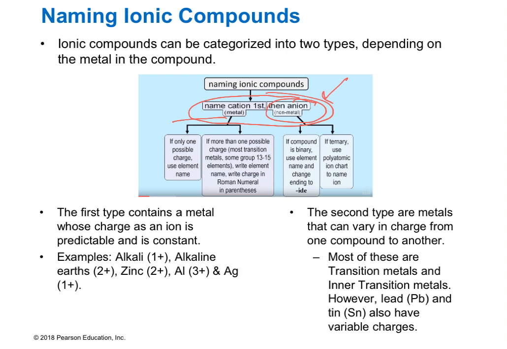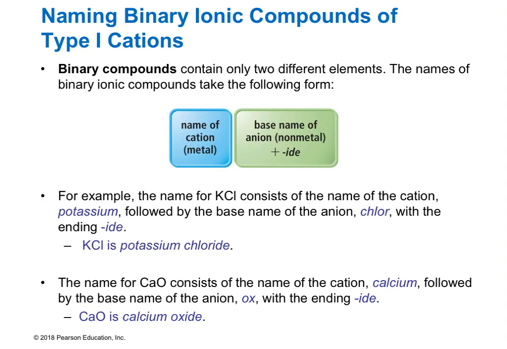The 2 different types of categories are if the metal is one of the group A metals versus a transition metal. So if it's a metal from group 1A, 2A, etc., that's much easier and straightforward to name than if there's a transition metal, which gets a lot more complicated. All right, let's talk about the easy ones first.